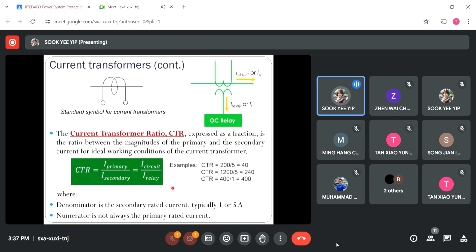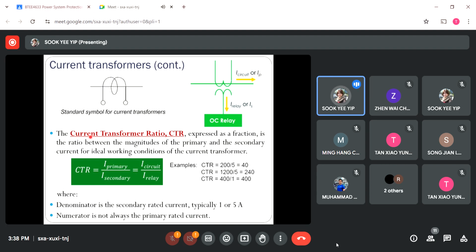So this would be the circuit symbol for the current transformer. This is a power line. This is the current transformer. Usually we see this in the single line diagram. And there's one important parameter for the current transformer, which is the CTR, the current transfer ratio. So let's check out what its definition would be.